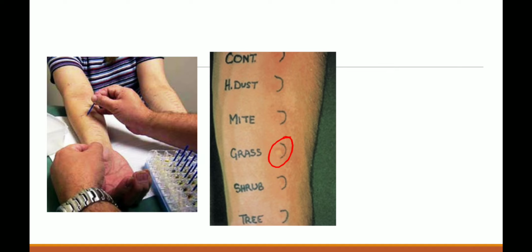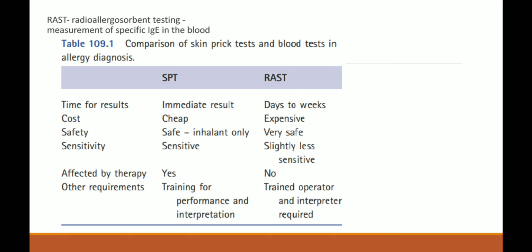The problem with skin prick test is that sometimes, rarely, there is a possibility of anaphylaxis while doing the test. So another investigation is the RAST, that is radio allergosorbent testing. It's an in vitro test where we take the blood of the patient and measure the specific immunoglobulin E antibody concentration in the patient's serum. When we compare the skin prick test and the RAST, the skin prick test gives an immediate result, while for RAST, the result will take about days to weeks.